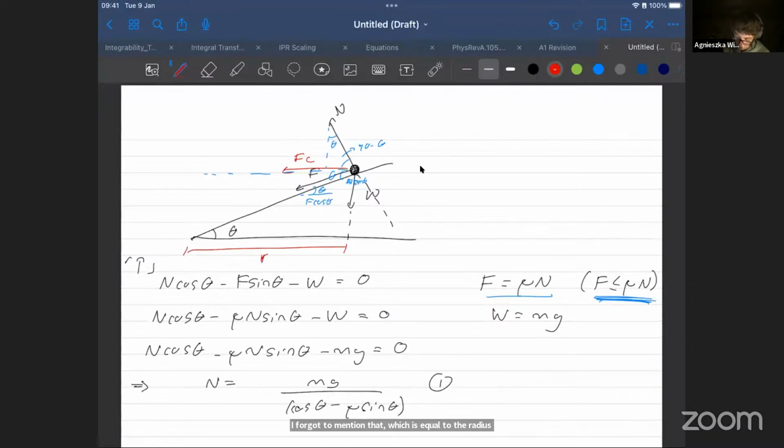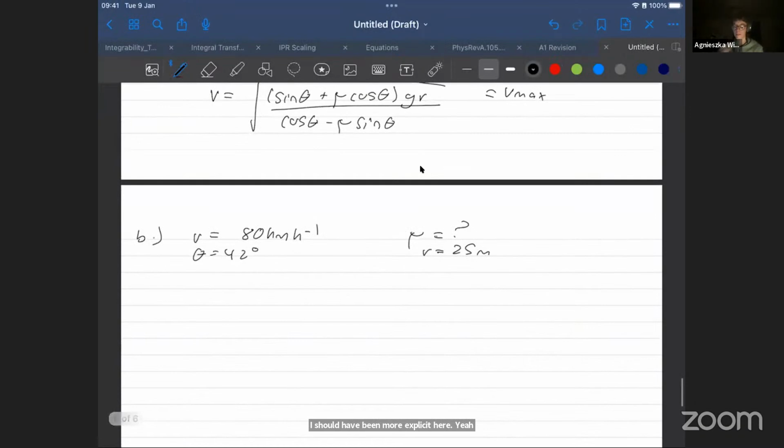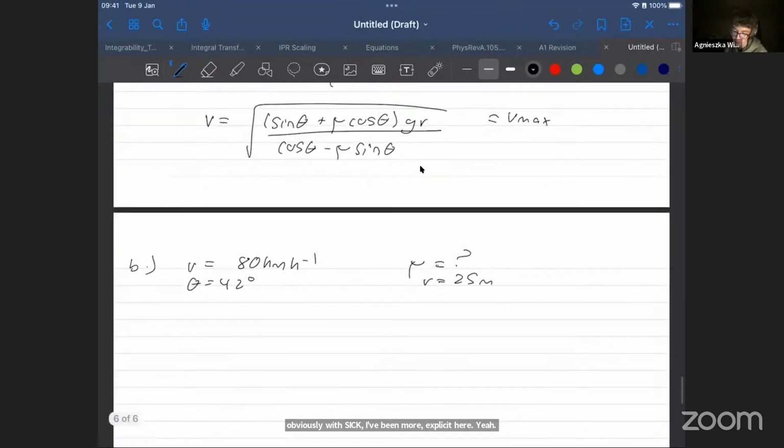I should have been more explicit here. Obviously, with circular motion, you go around a circle with some radius r, and this is equal to r. So everything is nice, because that does seem like I put it a bit out of thin air. Anyways, we have our expression for v here, but this time we want mu.